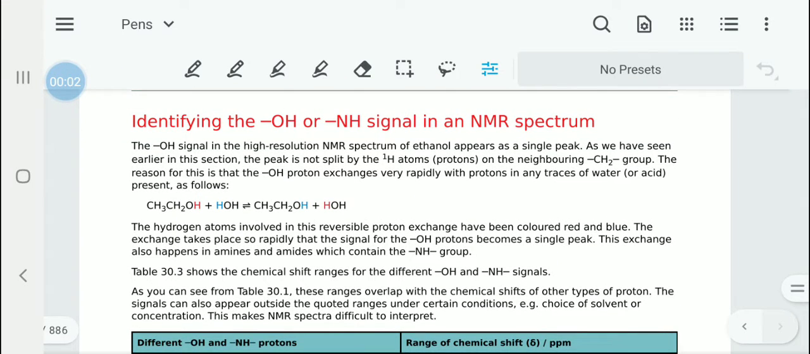Chemistry Unit 30 Theory Video 6. Now we are going to learn about identifying OH or NH signals in an NMR spectrum.